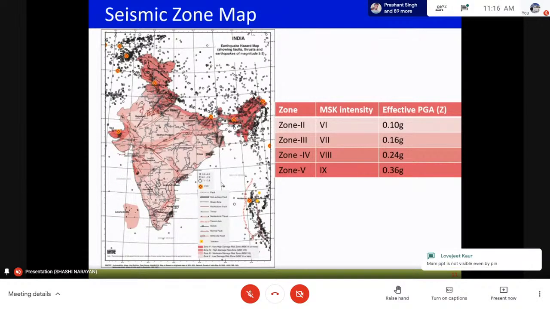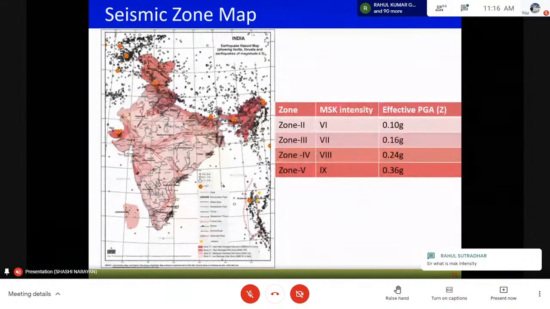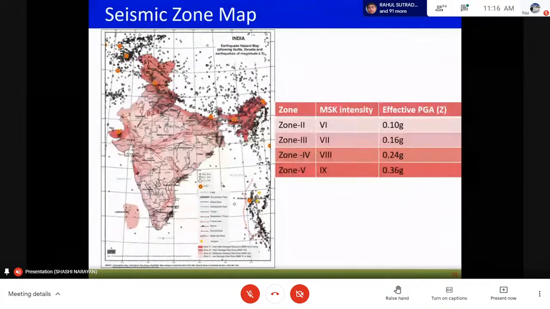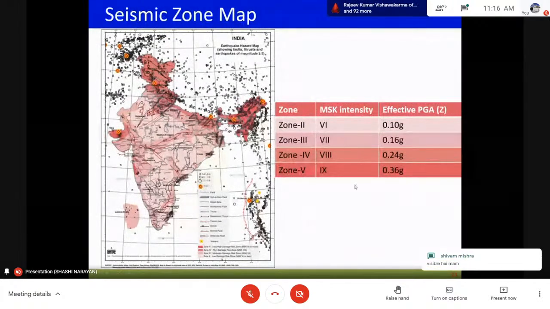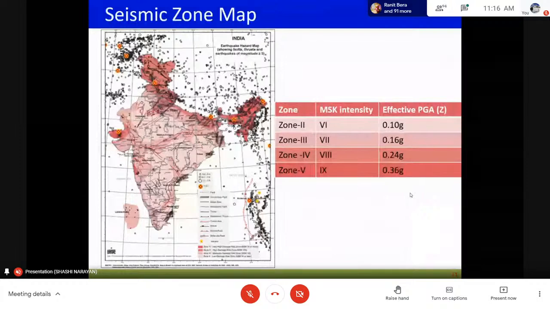And the other is the effective PGA, which the American standards or the European standards call the maximum considered earthquake. The PGA level of the MCE, maximum considered earthquake, is 0.1 g for zone 2, 0.16 g for zone 3, 0.24 g for zone 4, and 0.36 g for zone 5. And for the design level earthquake, when we do the analysis, we use Sa by g equals Z by 2. So the design level earthquake is half of this effective PGA specified in our earthquake code, that is IS 1893.